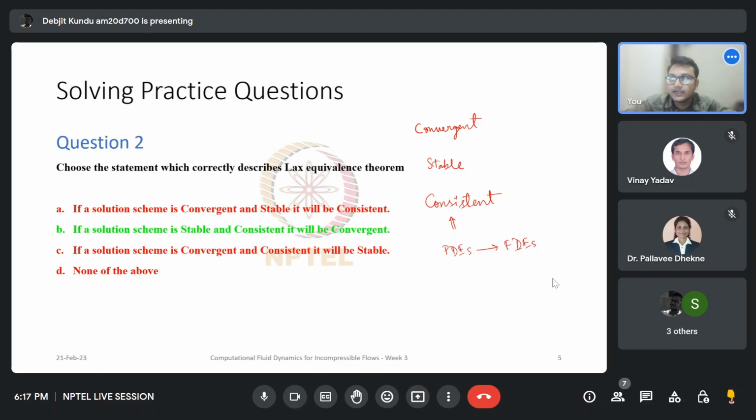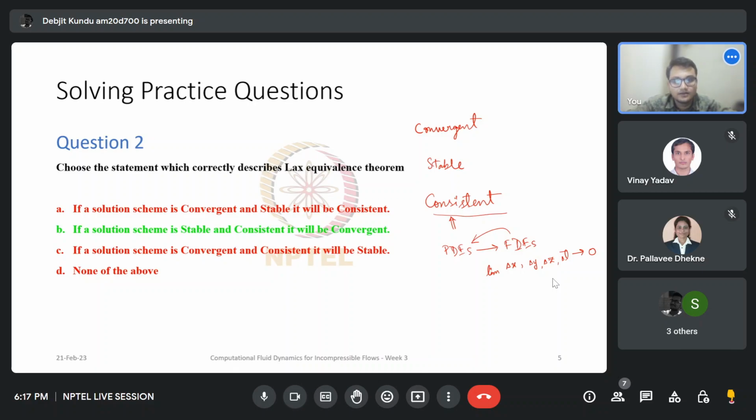If I take an FDE, then put these delta x, delta y, delta z, delta t, whatever dimension we are discretizing along, and we put a limit that all of them tend to zero, then what happens to these FDEs or finite difference equations? Do they go back to the original PDEs we started from, or don't they? If they do, then those equations are called consistent.